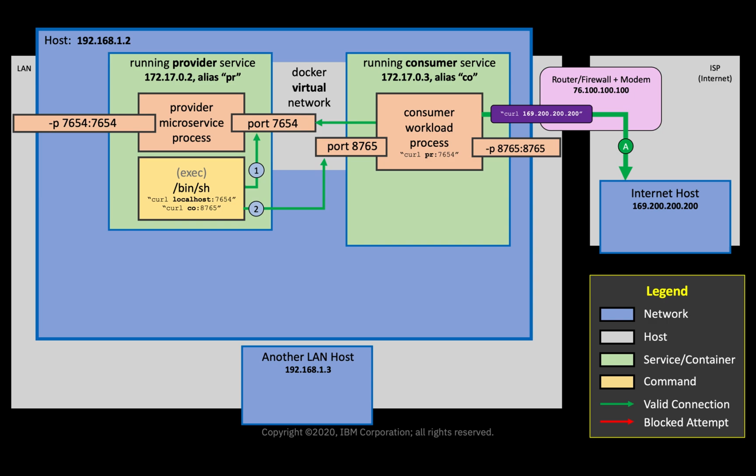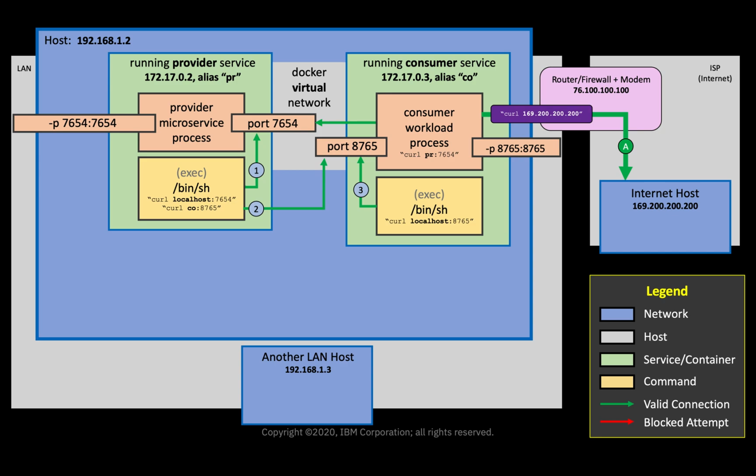Also, if you were to exec into the space of the running provider service, the PR service, you could use the localhost address to access the locally published 7654 port, which is on the NIC that is on the virtual network. And you could also reach out and communicate with the consumer service using its port 8765. This is like the example I showed previously of an undeclared dependency between these two services, but because they're on the same virtual network, they can both communicate to each other.